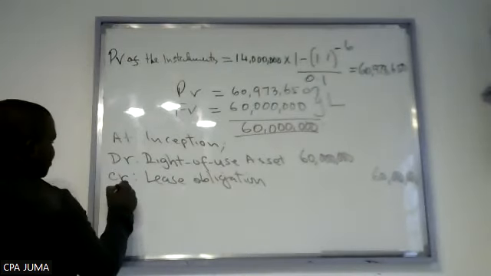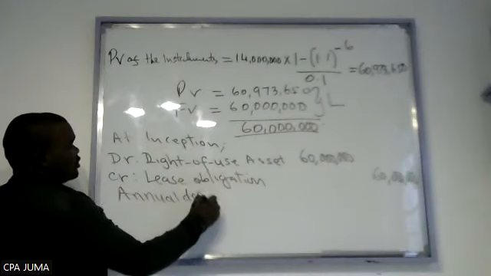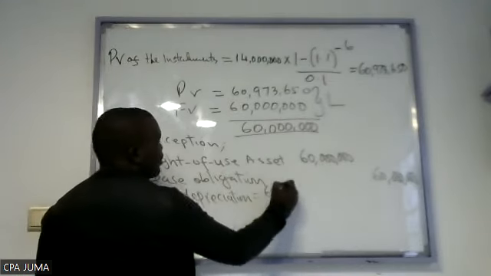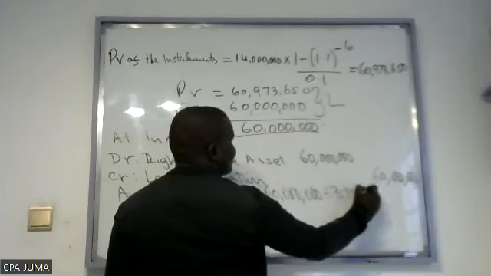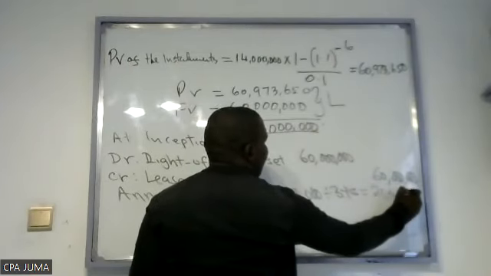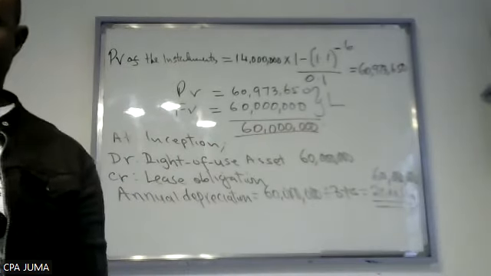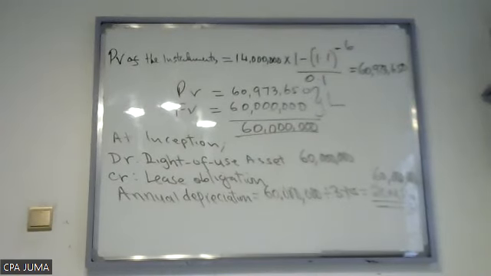So annual depreciation will be 60 million divided by the lease term, they say 3 years. So it will be 20 million per annum. That will be our annual charge for depreciation.